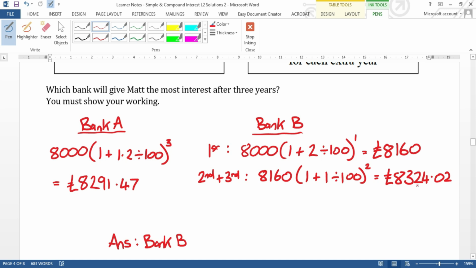Yeah, because obviously it's more. Can you see if you compare these two answers together? So definitely put Bank B as your answer. You do have to show these two values, by the way.